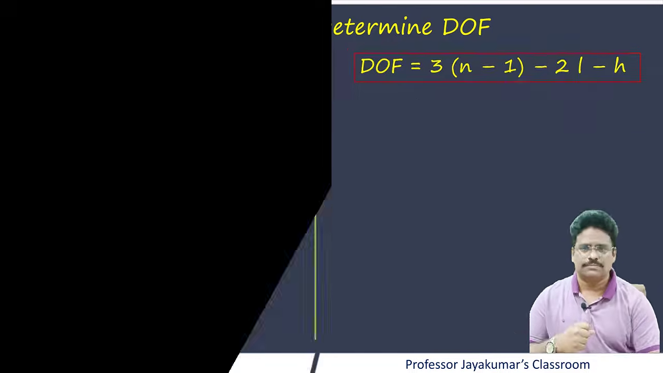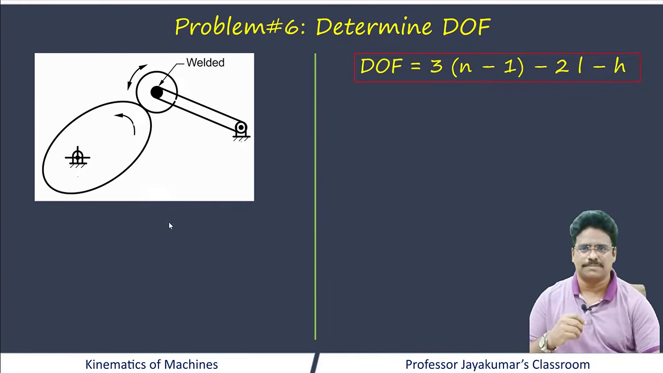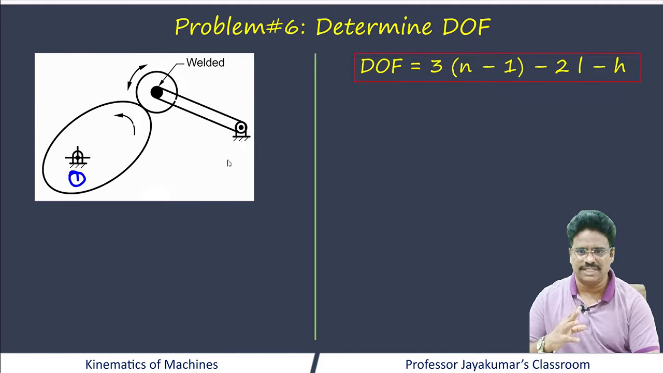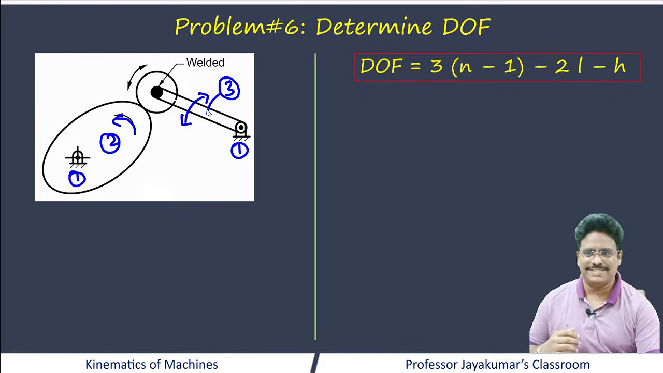Okay. Now let us get on with problem number 6. Shall we give the link names? This is link 1, fixed here, fixed. This is the cam which rotates, link 2. This oscillating follower is link 3.